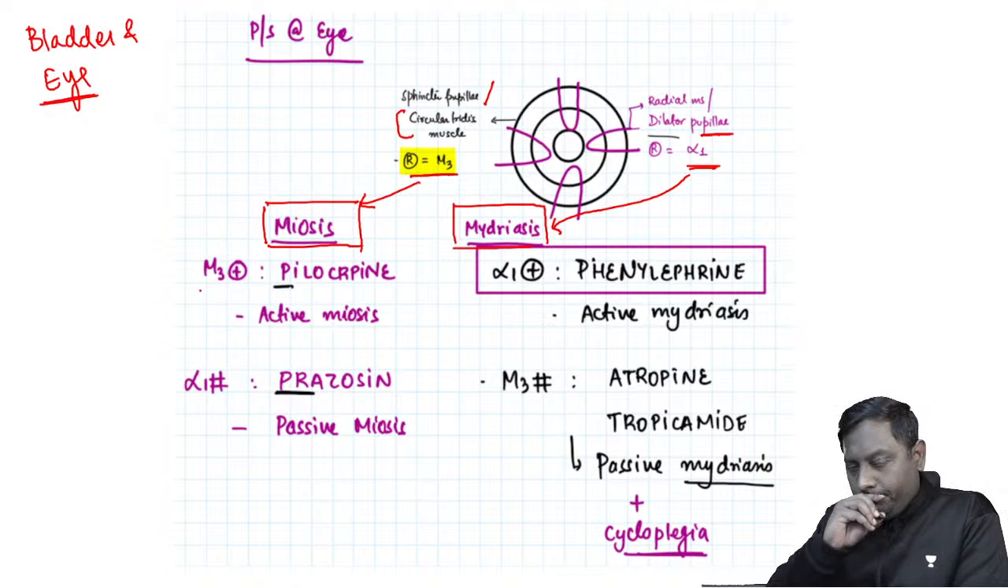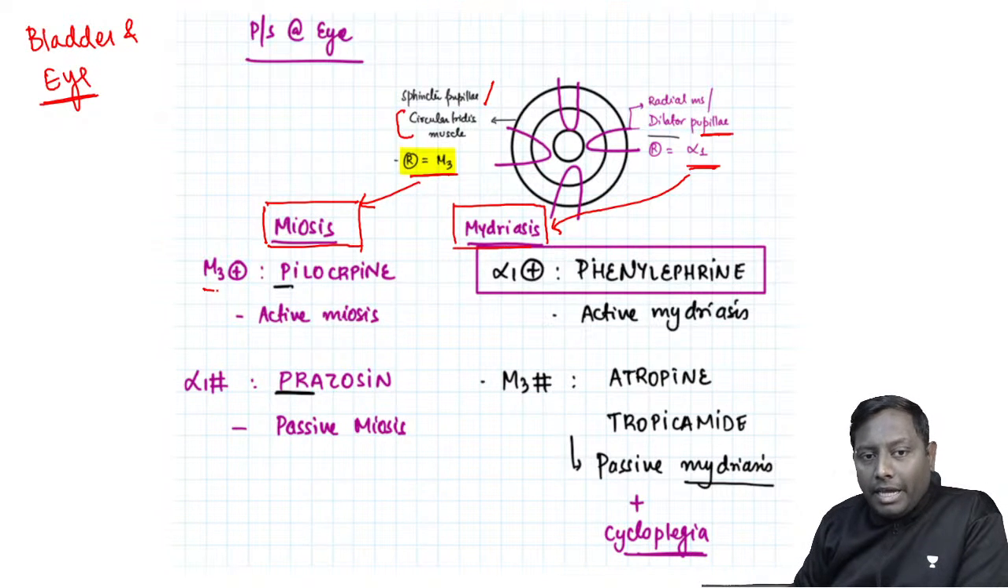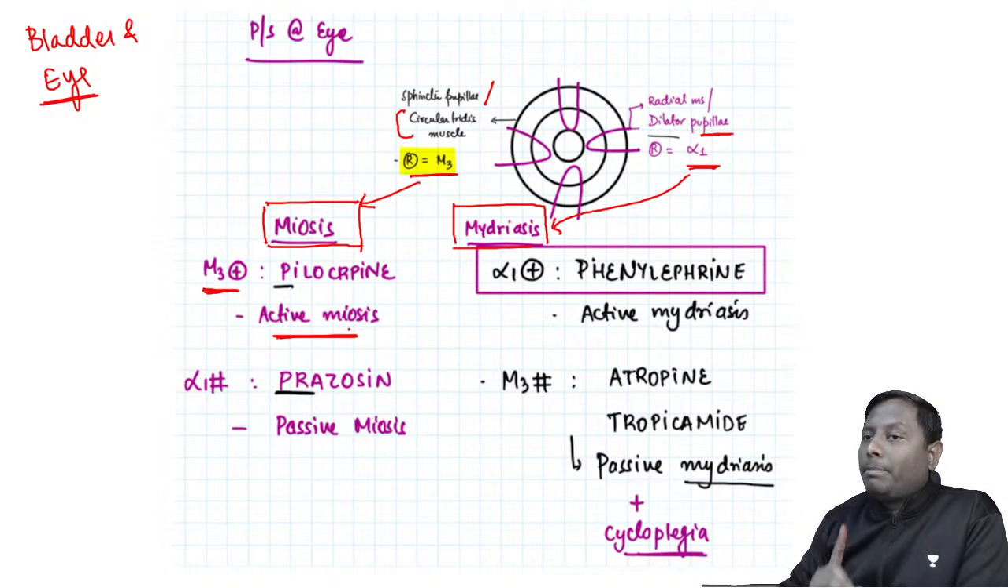If you give an M3 agonist itself, the action of M3 will be boosted, will be increased, and that is going to cause a type of miosis known as active miosis. So active miosis will be caused by pilocarpine.